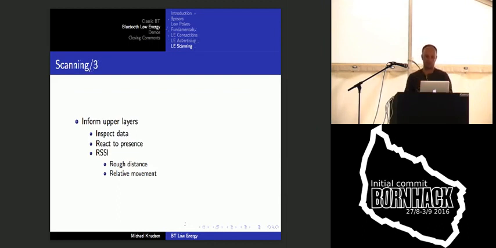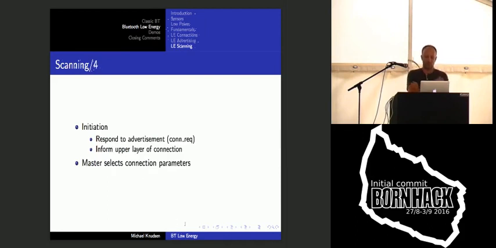Also, when you do the scanning, the chip informs you of the RSSI value. RSSI means received signal strength indication. Basically, it tells you how loudly you heard the peer device. And this can be used to get an idea of the rough distance to the other device. Also, if you're scanning repeatedly and you keep seeing the other device and the RSSI value changes from maybe -50 to -80, you know, okay, we're probably moving away from each other. So it gives you some idea of the relative movement between you and the peer device.